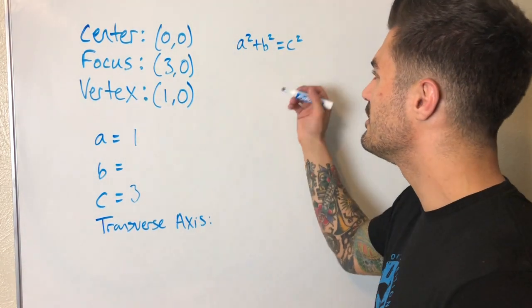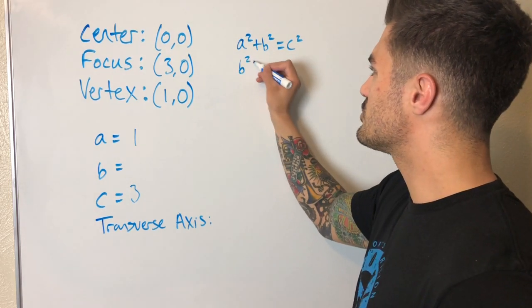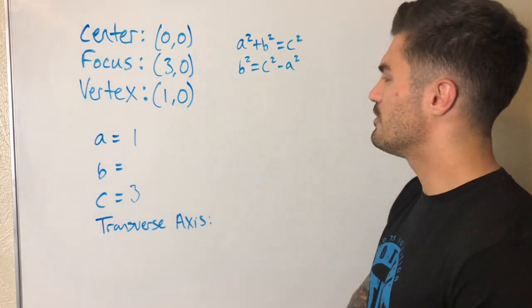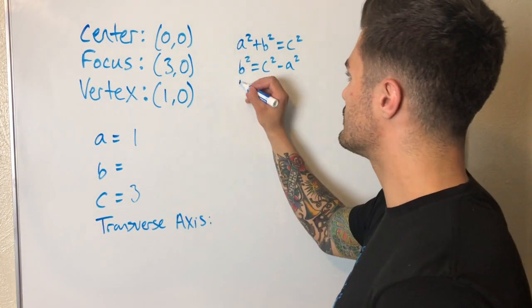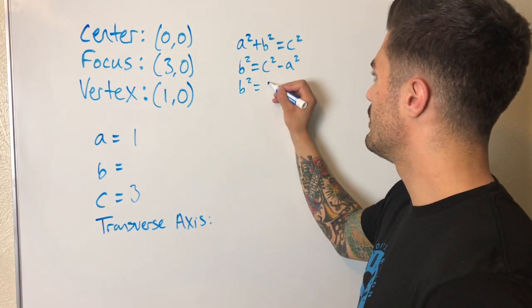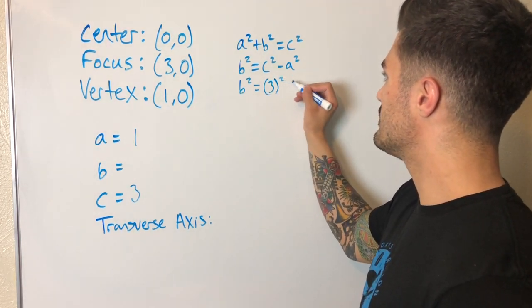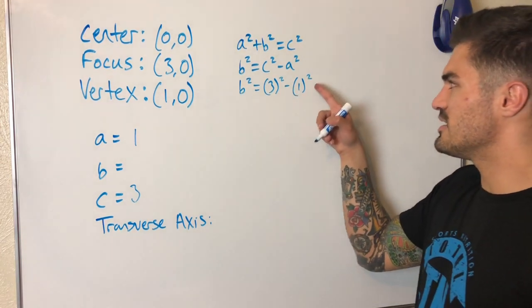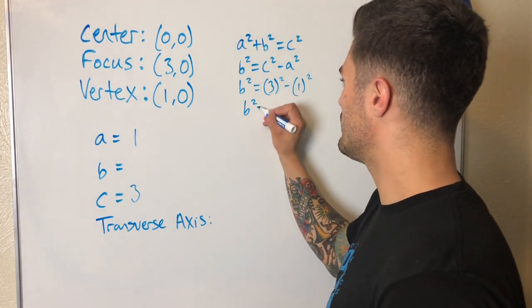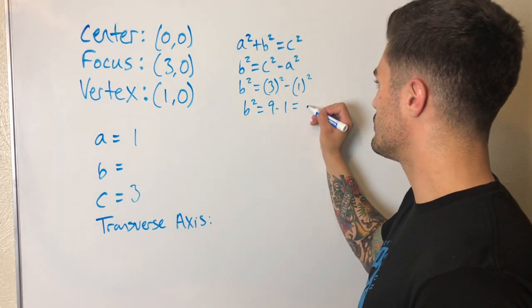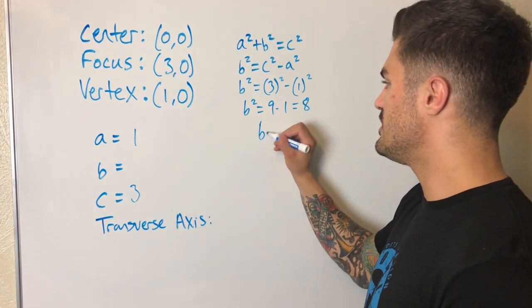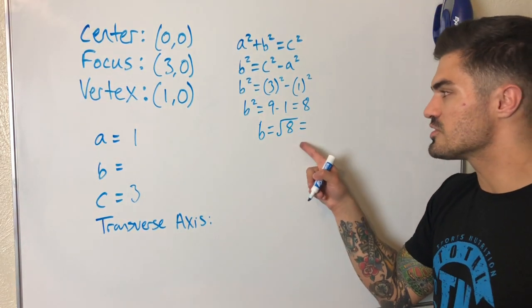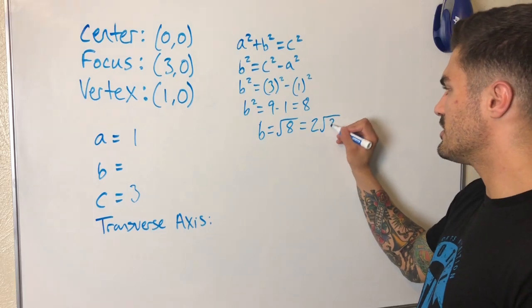So I'm going to solve for B. If I get B squared by itself, I can use this formula here, and I can solve for B. So I have B squared equals 3 squared minus 1 squared. And that gives me 9 minus 1, which equals 8. So that means that B equals square root of 8. If you want to simplify that, you can. That's 4 times 2. So I can rewrite that as 2 root 2.